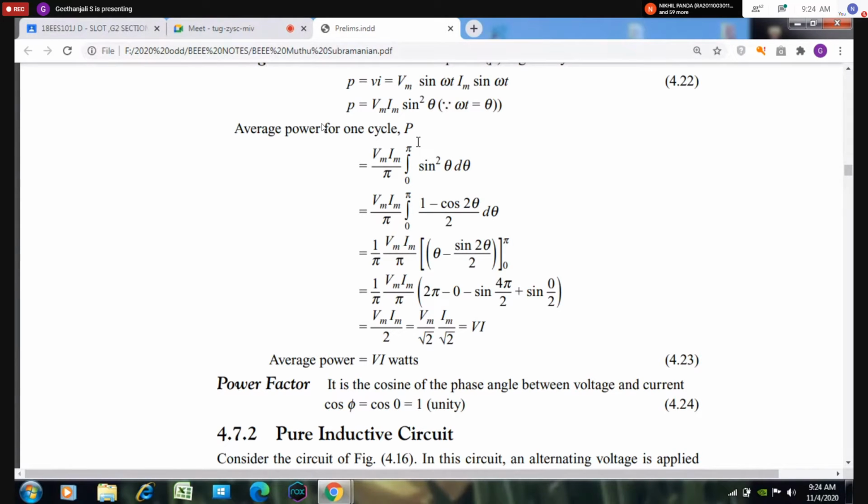The time taken to complete one cycle is 2 pi, but here they have substituted pi. Do you know the reason for this? Anybody have any idea? Find the answer, all of you. Already I told you. Why should we substitute pi instead of 2 pi? Anybody? Tell the answer.